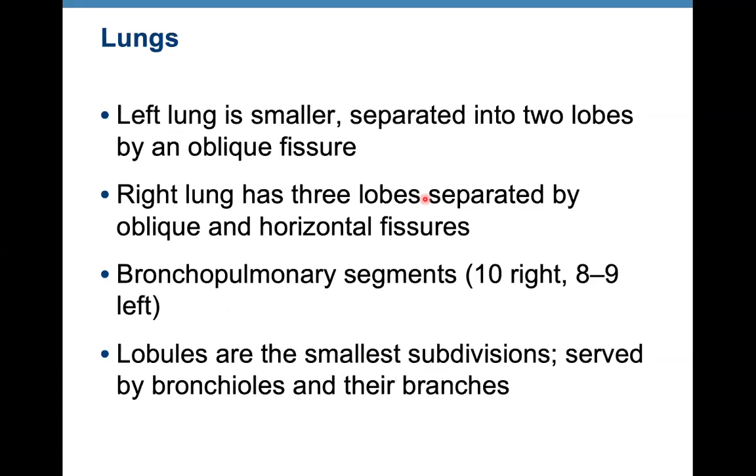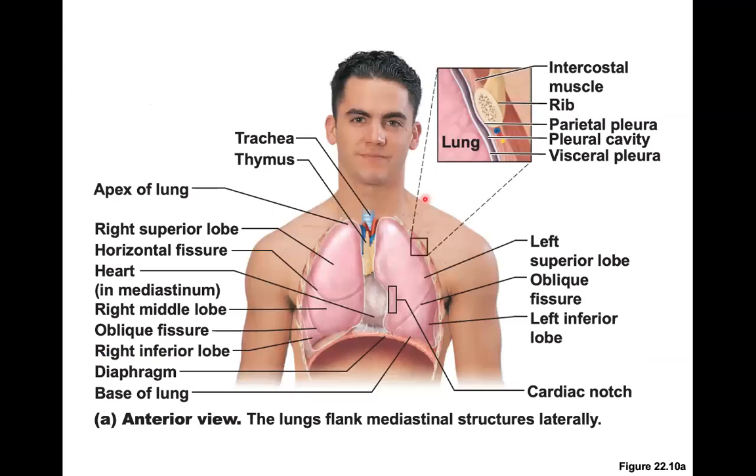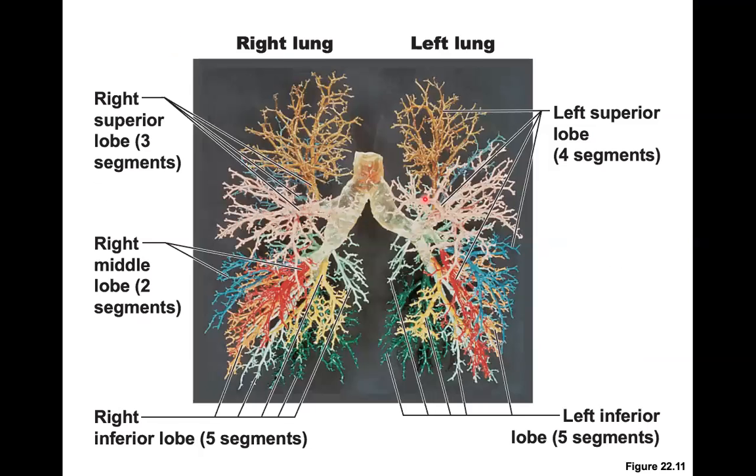Okay. As I mentioned, the left lung is smaller. It is separated into 2 lobes by an oblique fissure. The right lung has 3 lobes, separated by an oblique and horizontal fissures. The bronchial pulmonary segments, there are 10 segments in the right lung and 8 to 9 in the left. Okay, and here's actually a nice little picture that kind of shows you the bronchial tree. And if you've ever been to Body World, you've probably seen something very similar to this.